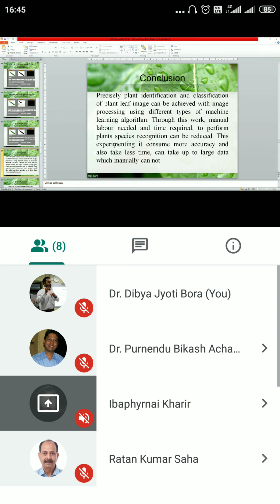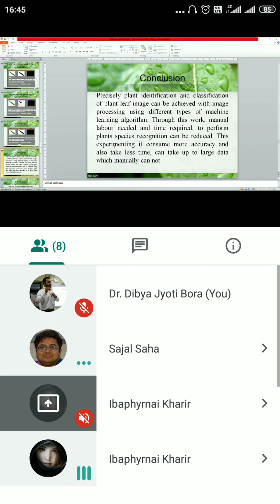Please continue. Yes, sir. Here we come to the conclusion. Precisely, plant identification and classification of a plant leaf can be achieved with image processing using different types of machine learning algorithms. Through this work, the manual labor and time needed to perform plant species recognition can be reduced. This experiment gives more accuracy and also takes less time, and can take up large data which manual work cannot. So through our project, we can do it with less time and less effort.